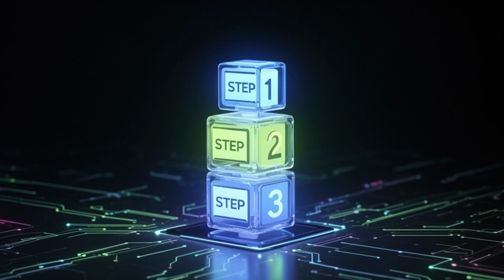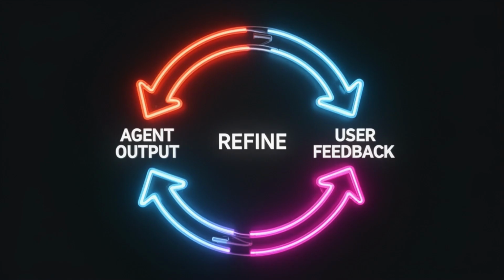Another tip, break complex tasks into steps. Instead of asking OpenClaw to build a website, try Step 1, create HTML. Step 2, add CSS. Use feedback loops. If something isn't quite right, provide corrective instructions. OpenClaw learns from this back and forth. Now let's address common mistakes beginners make.